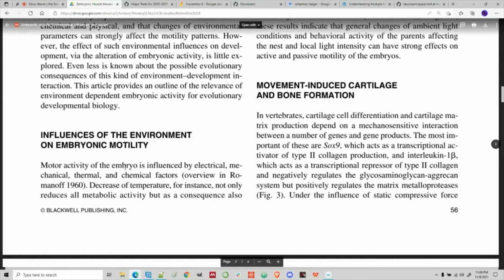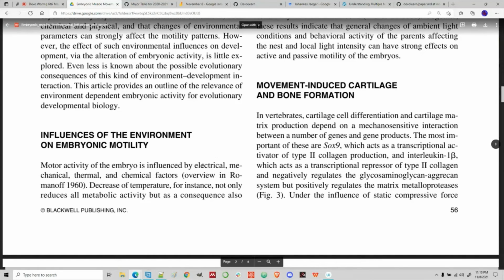So motor activity of the embryo is influenced by electrical, mechanical, thermal, and chemical factors. So there's an overview from 1960 that's cited here, and it's maybe a little old, but a lot of these type of studies are fairly old. People don't typically do stuff like this anymore, but I find it interesting.